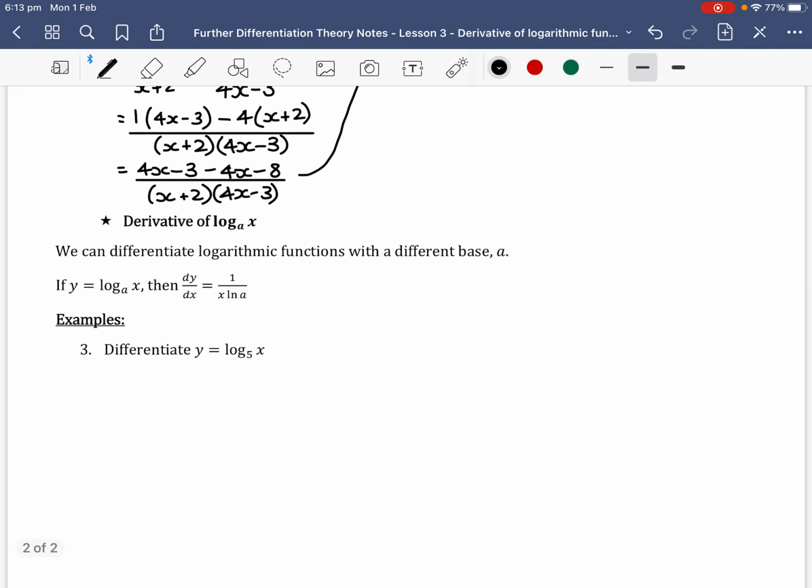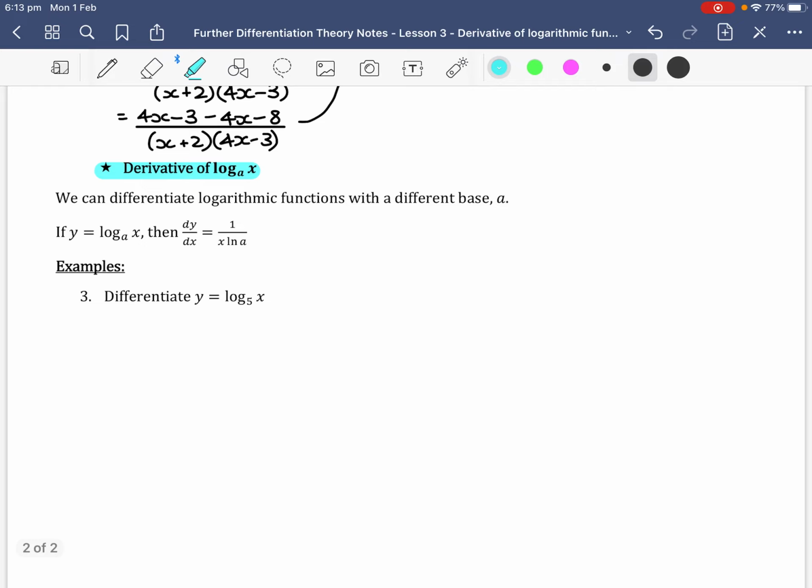So finally, we're just going to talk about the derivative of when we have log base a of x. And when we have this, we need to change the base first. We had to change the base in the previous question. With this one, we can differentiate logarithmic functions with a different base. In fact, what we're going to do is change the base. I just got ahead of myself. So if we have y equals log base a of x, then the derivative is 1 over x ln a.